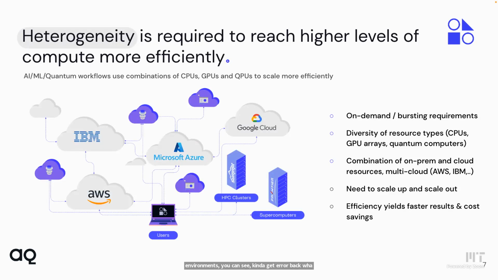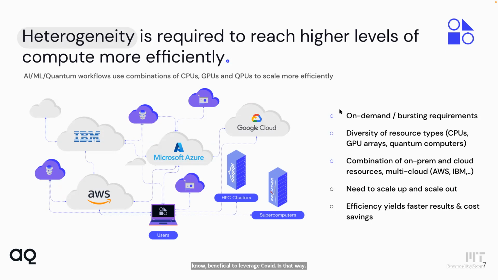This heterogeneity of mixing and matching different compute backends is particularly how quantum is practical today. We still need to use classical and quantum together in order to have practical results. So this is one of the reasons why it's really beneficial to leverage Covalent in that way.